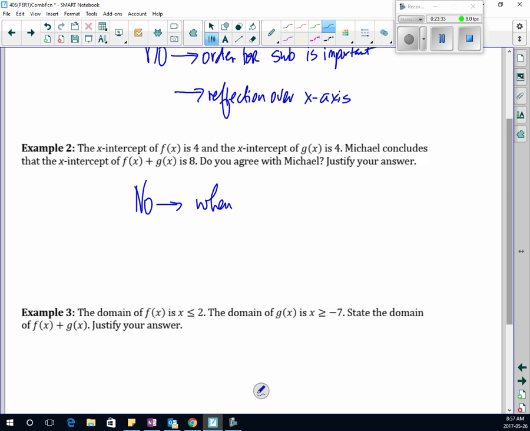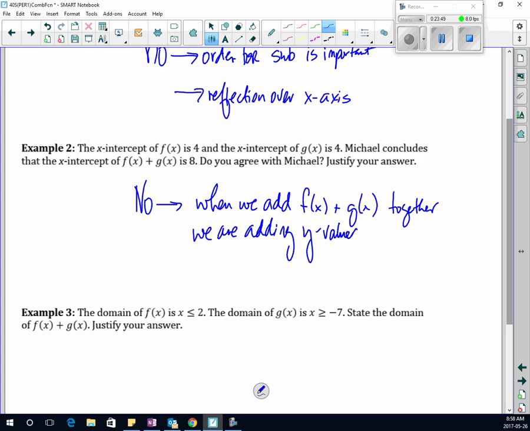So when we add f of x plus g of x together, we are adding y values, not x values together. So my question then to you is, would the answer be 0 then? Would Michael be correct if he said 0? I hear yes. Does anybody want to say no? I already said no once. No. I'm sorry?